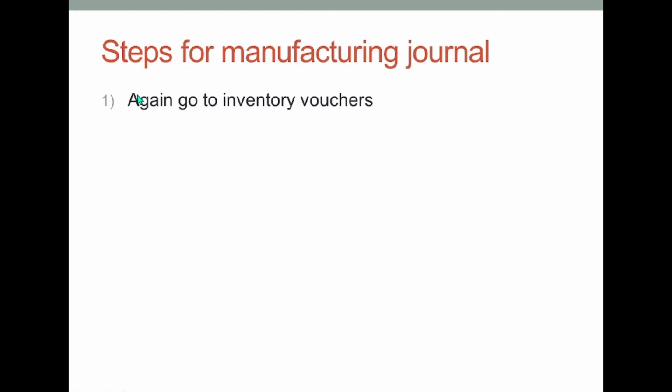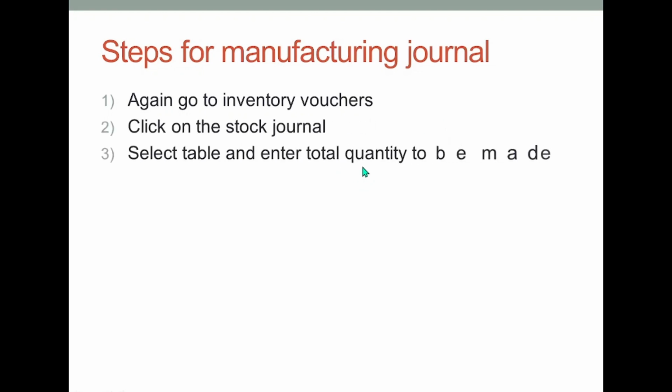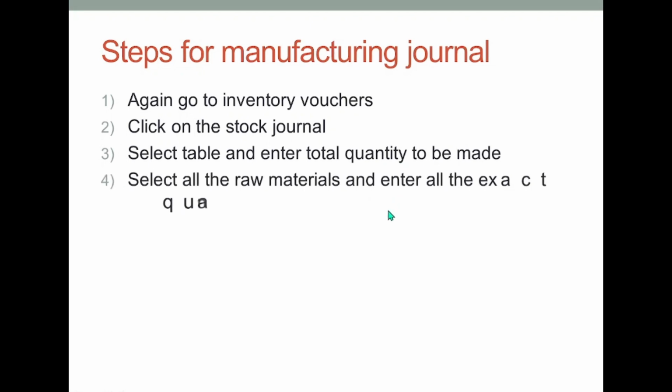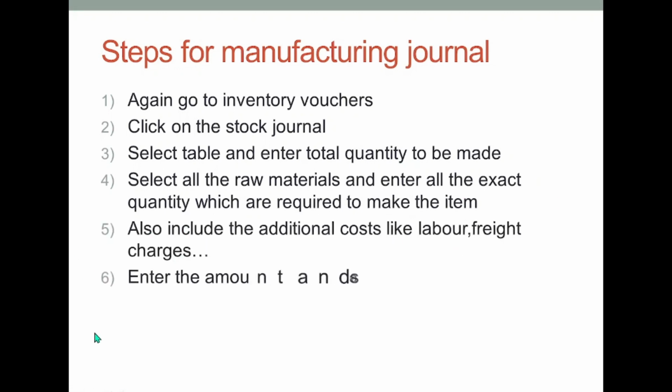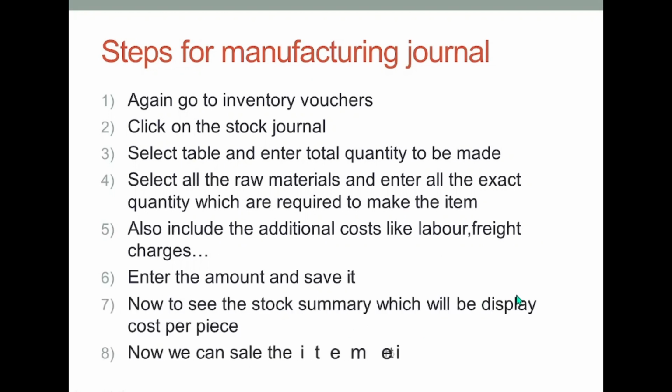Again, we go to inventory, part 2, inventory vouchers. We click on the stock journal. We select table and enter the quantity to be made. We select raw materials and enter all the exact quantity required. We include additional cost, we enter the amount and we save it. Now to see the stock summary, which will be displayed as cost per piece. And now we sell the item with profit.